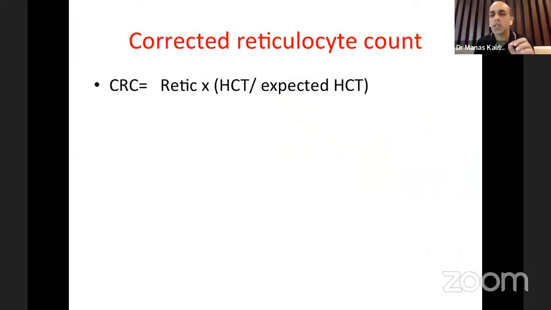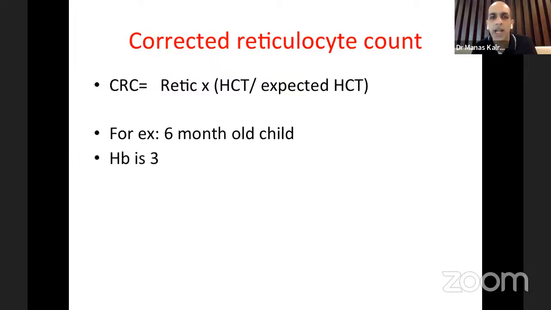So it is very, very important that you correct the retic count if you have anemia. The corrected retic count is calculated by retic multiplied by hematocrit divided by expected hematocrit. So suppose a 6-month-old child is there and the hemoglobin is 3 and the retic count is 1%. Now I told you the normal retic count is 0.5 to 2. So you will say, oh, this retic count is okay. But this retic count is not okay, because for this degree of anemia, the bone marrow should actually be producing too many retics. If the bone marrow is not able to produce that many retics, it tells you that your bone marrow is not functioning.